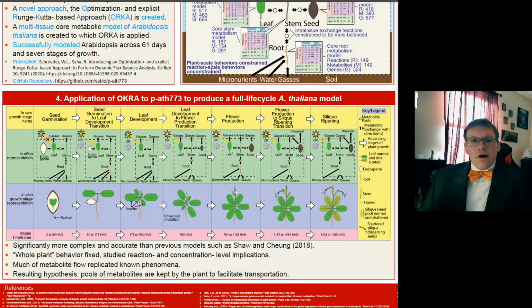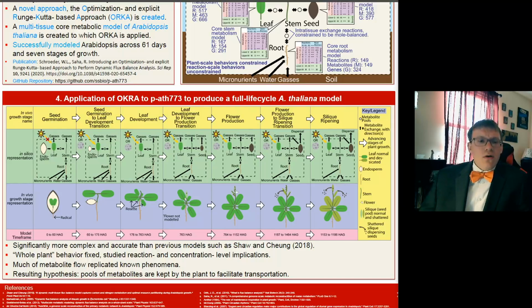As a result of applying ORKA to the Path 773 model, we were able to produce a significantly more complex and accurate Arabidopsis model than was produced even 2 years ago by including 2 extra tissue types, 5 extra growth stages, and about 30 more days of growth.